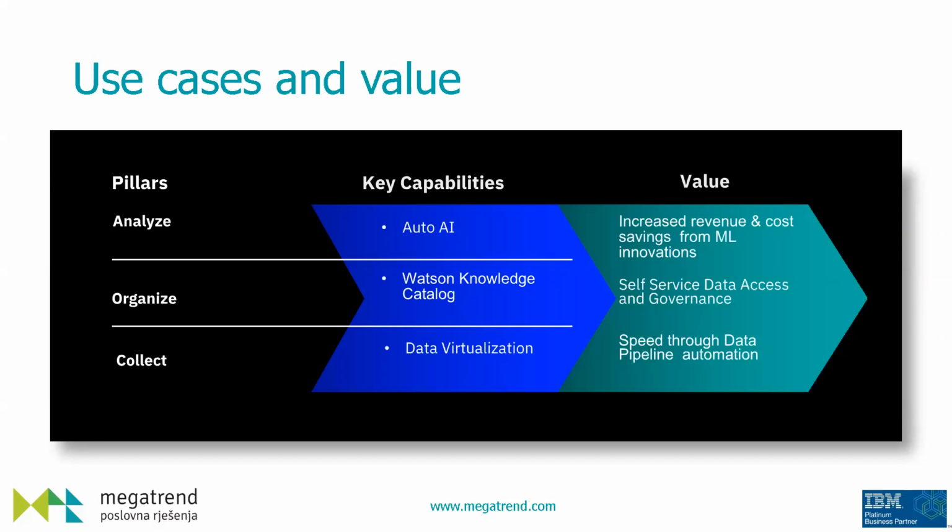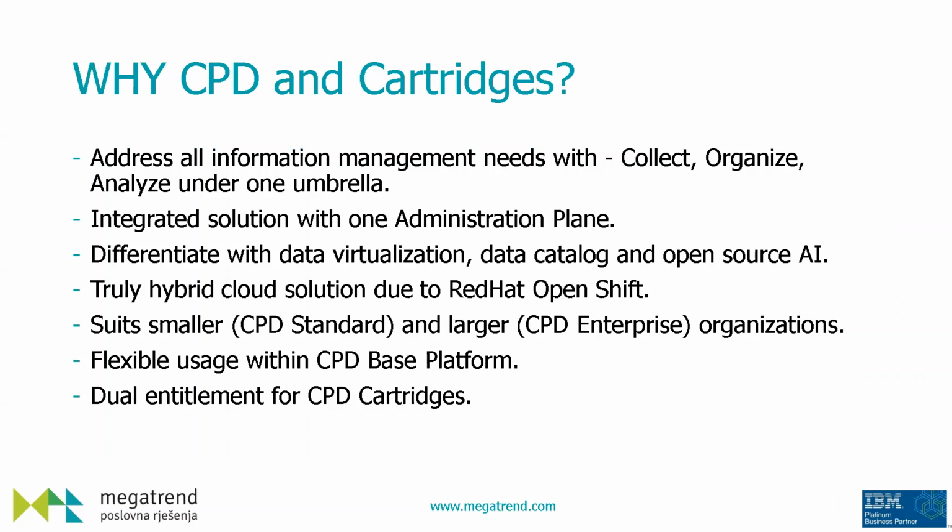Then the use cases of our pillars of AI are for the collect phase, of course, the data virtualization, which you already mentioned, because it gives speed through data pipeline automation. You don't need to move your data anywhere. So you have the Watson Knowledge Catalog for organization, which is automated, which can automate the data access and governance as is after creating the rules. And automatically, you can also analyze the data with artificial intelligence, also by deploying models, so you can increase your revenue and cost savings with machine learning.